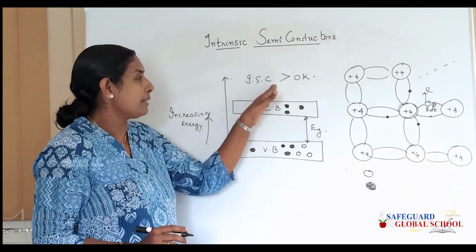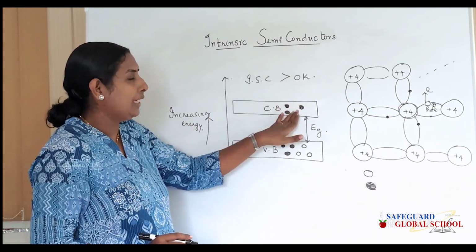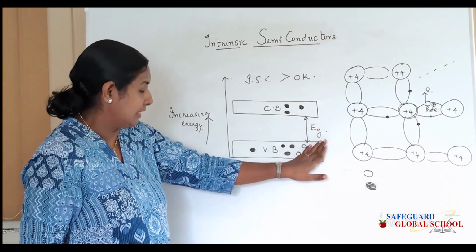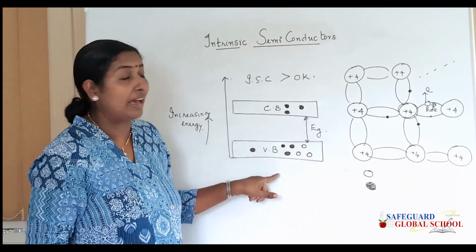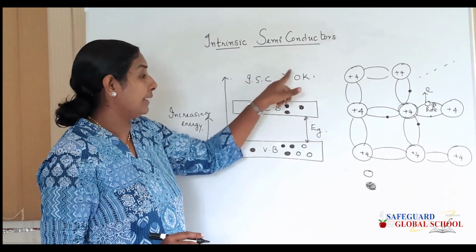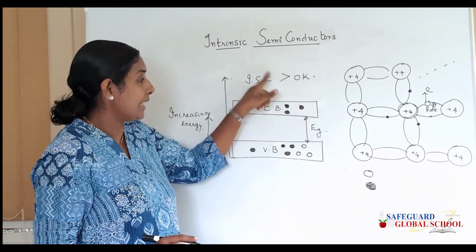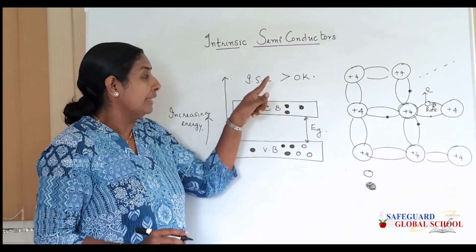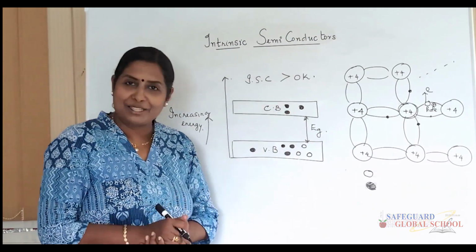So for an intrinsic semiconductor less than 0 Kelvin, there are no electrons in the conduction band, all the electrons are accommodated in the valence band, and there is no hole in the valence band. But for an intrinsic semiconductor greater than 0 Kelvin, what happens is that some of the electrons can conduct. So show those electrons in the conduction band, and the equal number of holes in the valence band.